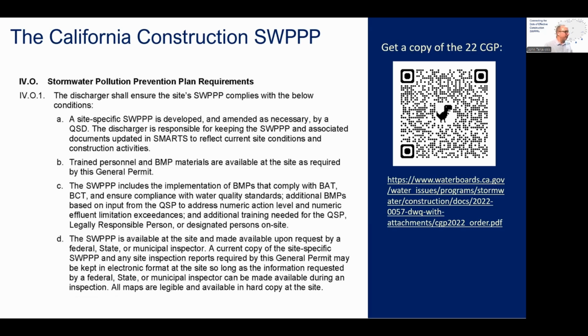So it should be a site-specific SWPPP is developed and amended, of course, by the QSD. Trained personnel and BMP materials are available at the site, and the SWPPP needs to comply with standards, BAT, BCT. And then the SWPPP needs to be made available at the site. Now, no longer paper, other than one thing. If you read that paragraph there, you'll notice what it is. It's the map. The map needs to be paper.